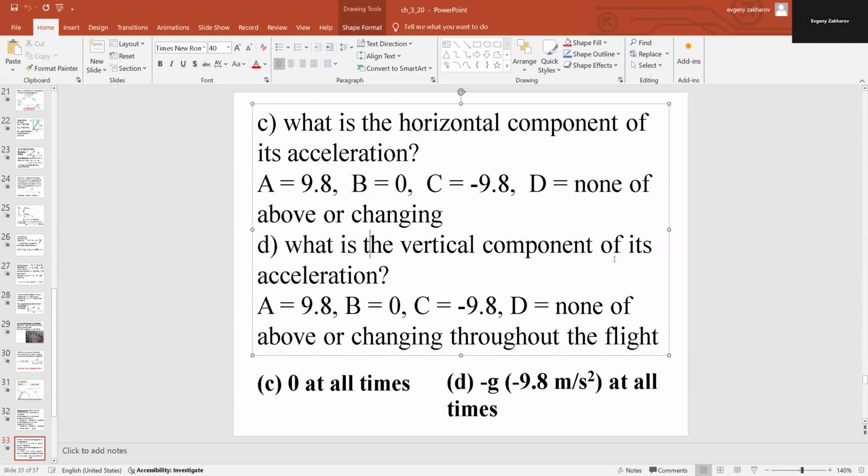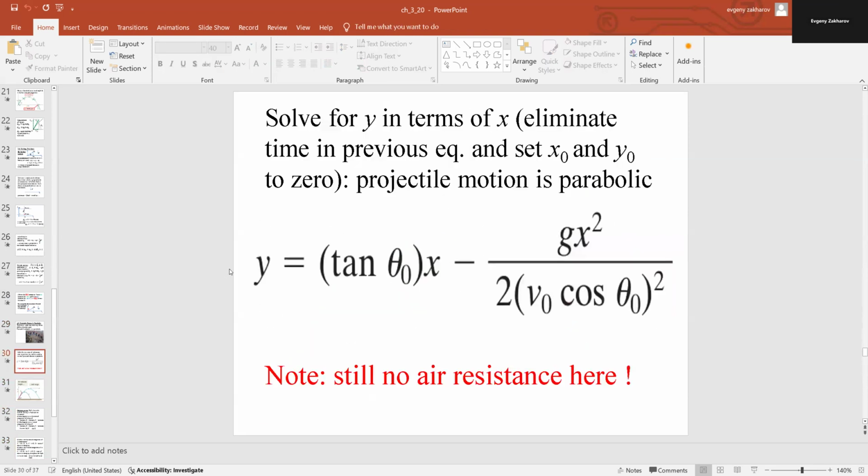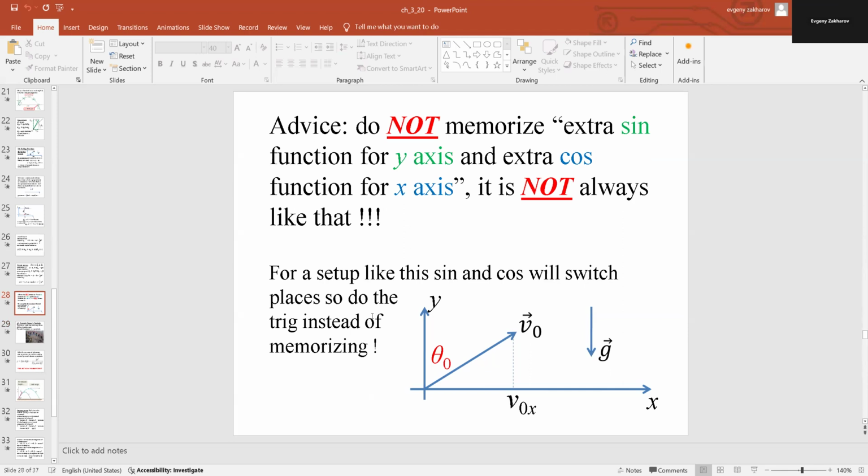What is the vertical component of the acceleration? Okay, vertical component. If y goes upward as positive, then g will be a negative value because it's pointing in the opposite direction. So if it's the opposite direction, it's negative. And what's the value for g? It's 9.8. We watched the video on that, and we're going to do the lab experiment to prove that it's close to 9.8 meters per second squared.